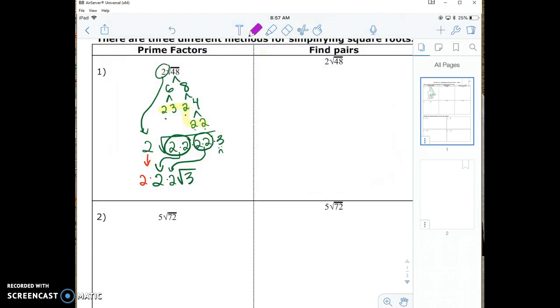Now all that's left is for me to simplify. I multiply together everything that's left on the outside. 2 times 2 times 2 makes 8, and I keep my root 3. So my simplified answer is 8 square root of 3.